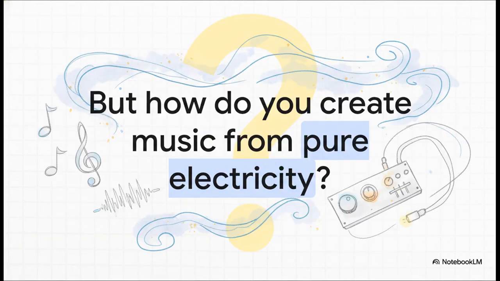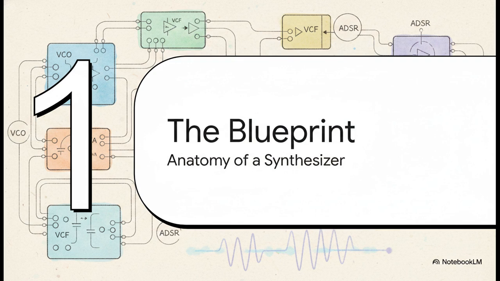So that leads us to the big question, right? If all you've got is raw power coming out of the wall, how in the world do you shape that energy into a melody or a deep bass line or some kind of sweeping, epic soundscape? Well, that's exactly what we're about to break down, step by step. To figure that out, we've got to look at the blueprint first.